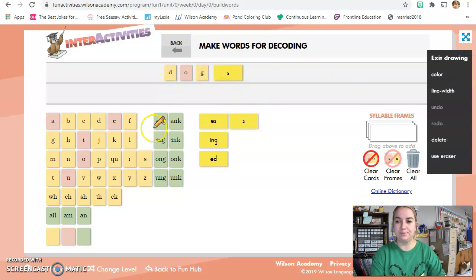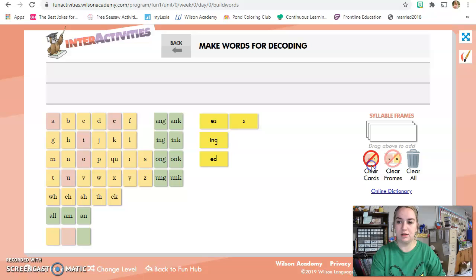Let's mark up our word. The first thing I need to do is underline my base word. Then I circle my suffix. And now I need to decide, does it sound like S or Z? Let's hear. Listen to Mrs. Berry say it. Dogs. What did you hear? A Z. So I'm going to put a Z with 2 slanty lines. So now my word is dogs.